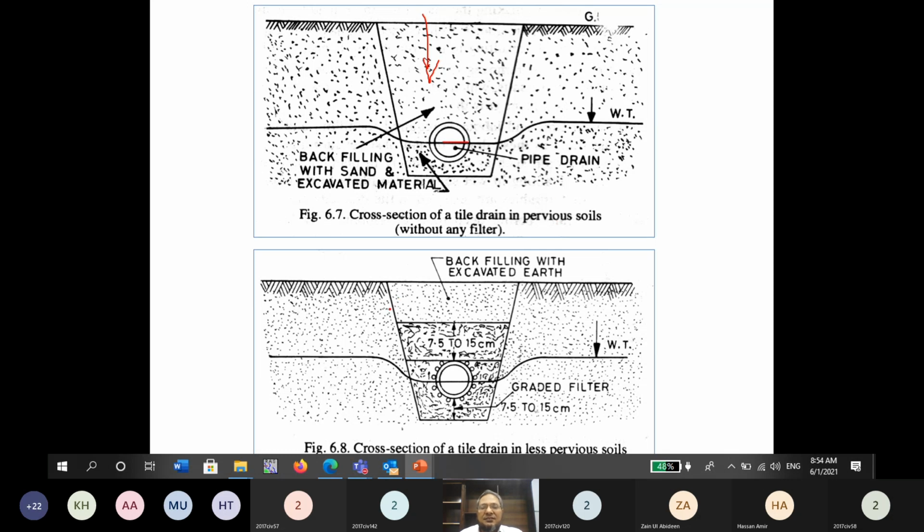And same is the case here. So this is backfilled with excavated earth, and then this is some coarser material and further coarser filter, and then the water comes here and ultimately reaches here. So what it does, it lowers the water table. So also from here the water comes in this direction.